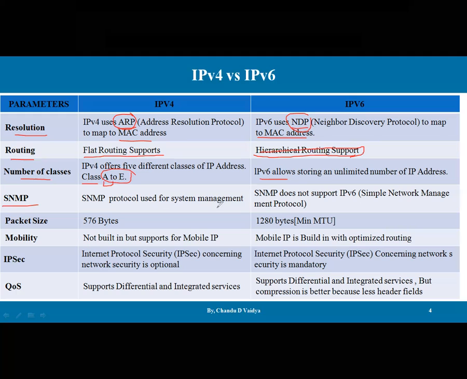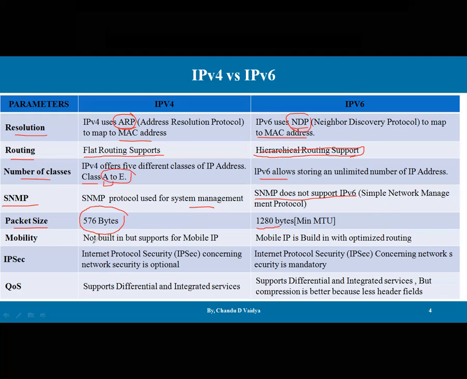SNMP, the Simple Network Management Protocol, is used for system management. In IP version 4 it is supported, but in IP version 6 SNMP is not supported over here. For packet size, IP version 4 has a 576 byte minimum packet size, and in IP version 6 the minimum MTU available is 1280 bytes.